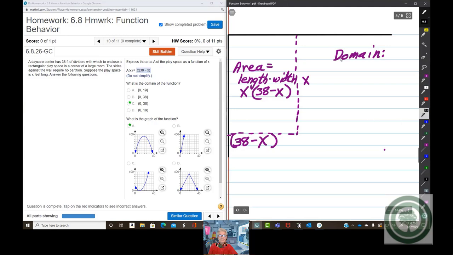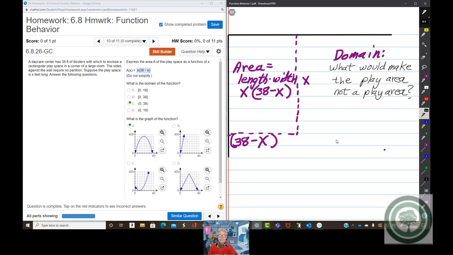you would ask yourself, self, what would make the play area not a play area? Huh? Well, stop and think about it. If one of the sides were zero, you wouldn't have a play area. You've got to have length and width. So let's figure that out.